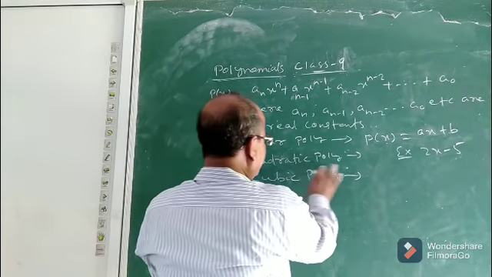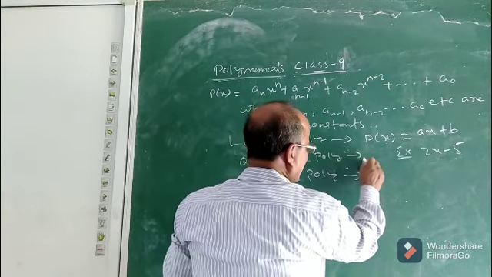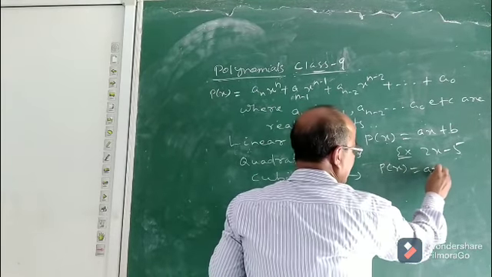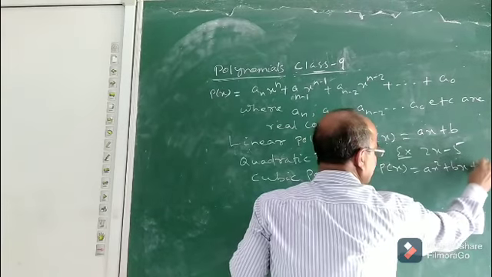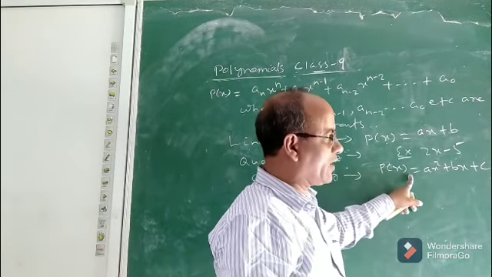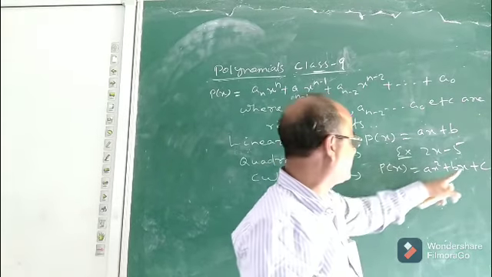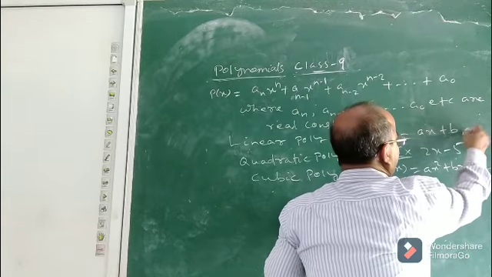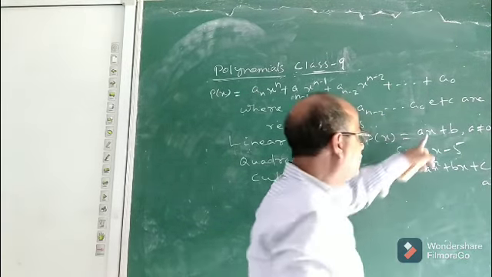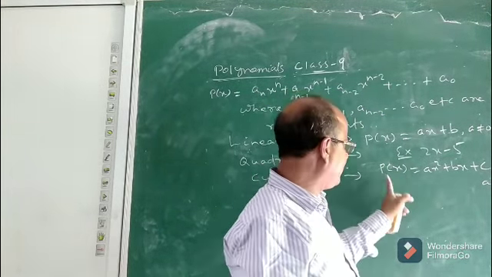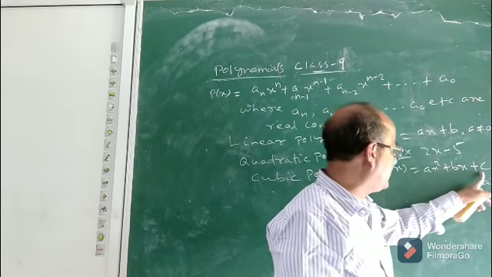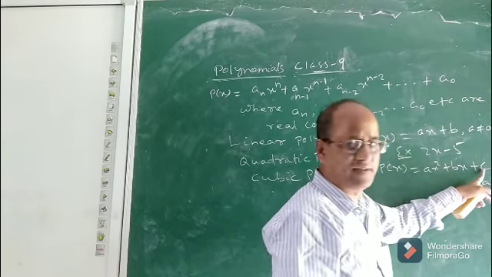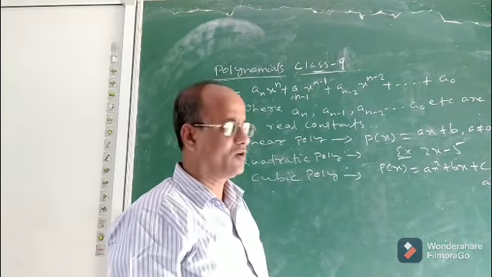Similarly, what is the general form of a quadratic polynomial? A quadratic polynomial will be p of x equal to ax square plus bx plus c. That means every quadratic polynomial in variable x will be in this form, where a not equal to 0. Yes, this is very important. Here also a not equal to 0. A should not be equal to 0. Okay. So every quadratic polynomial in variable x will be in this form, ax square plus bx plus c, where a, b and c are real constants.